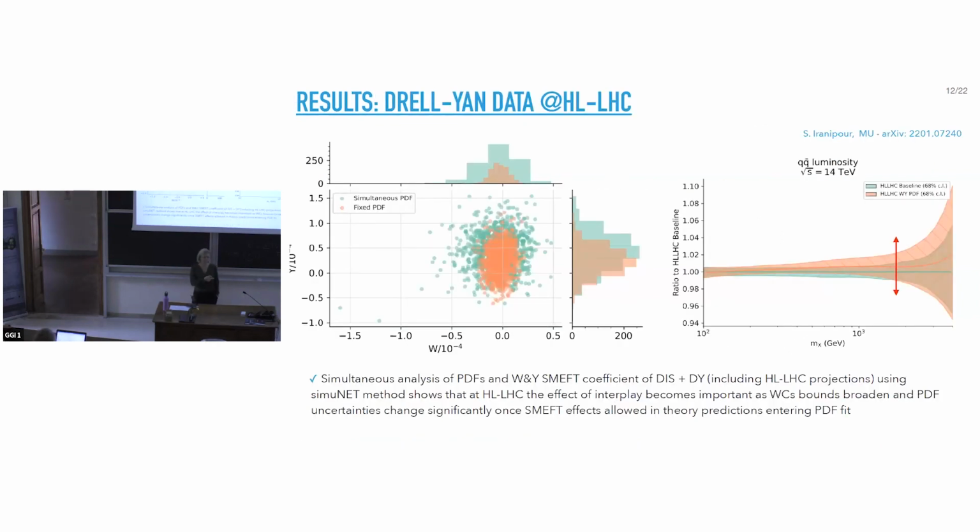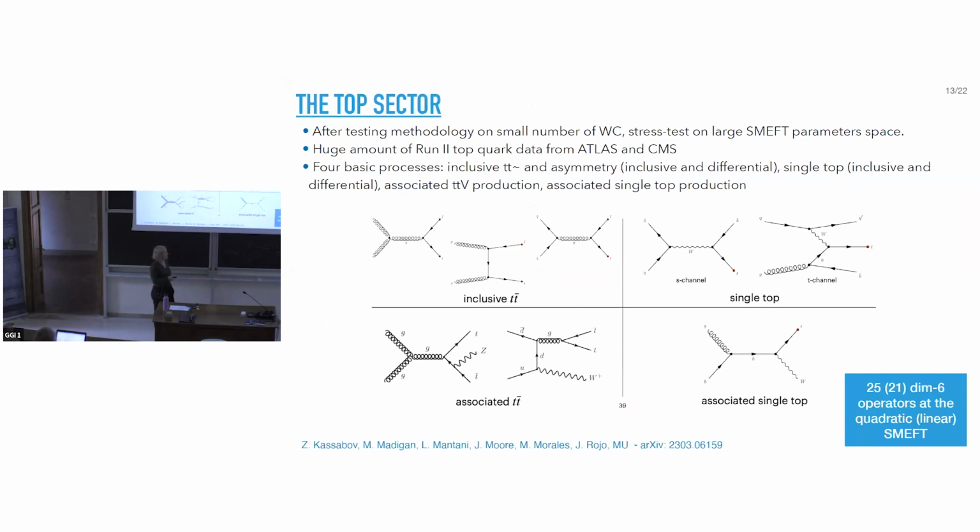Let's see if it still works with more, because in principle there shouldn't be any limit in the number of Wilson coefficients. After testing the methodology on a small number of Wilson coefficients, we wanted to stress test it on a large SMEFT parameter space. So we took all the Run 2 top quark data from ATLAS and CMS. That involves four basic processes: inclusive t t-bar and asymmetries, single top inclusive and differential, associated t t-bar and vector boson production, and associated single top production.